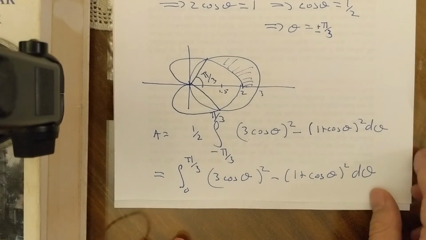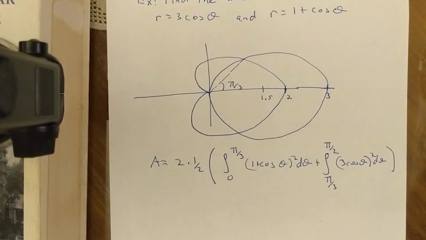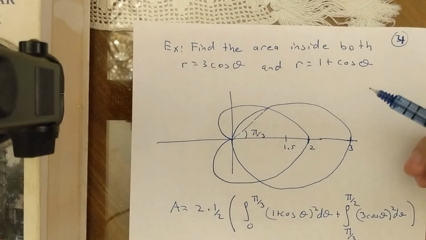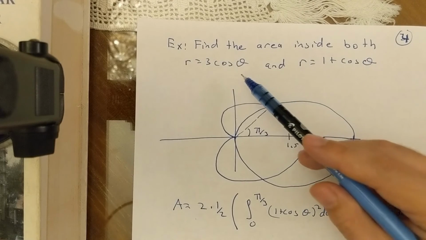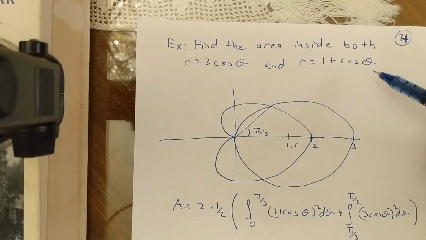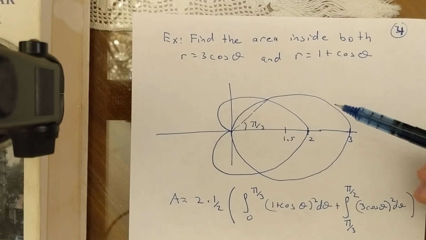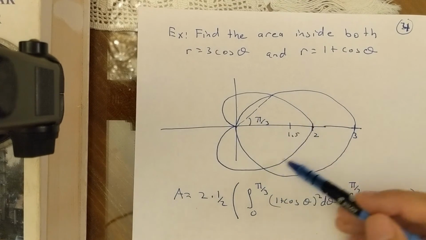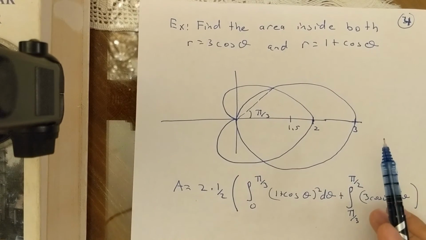Okay, so let's make this even more difficult. Right now, I'm going to change the question. We have the same curves, r equals 3 cosine theta and r equals 1 plus cosine theta. But this time, I want the area inside both of them. I want the area of their intersection. So this is the region inside both of them. You see this kind of region here.